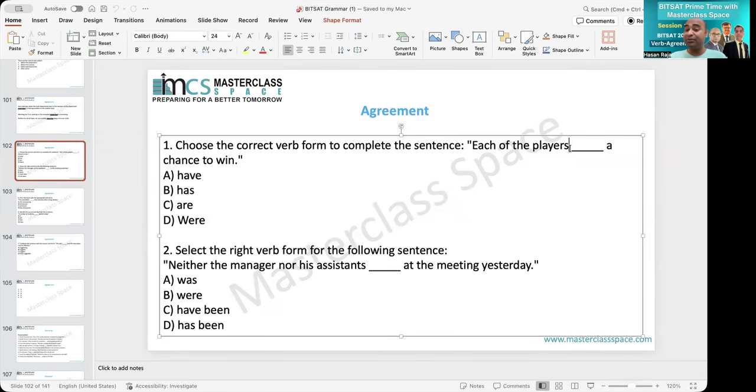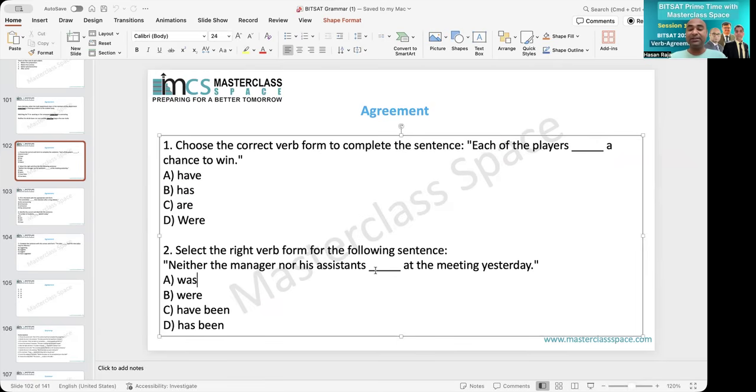Remember, whenever there is a group of words before the verb, so this blank is what? This blank is the verb, right? So if there is a group of words before the verb, the subject will be before the first preposition, and here the preposition is "of," and before it is "each." So "each has," and hence B is the answer. Let's move to the next one.